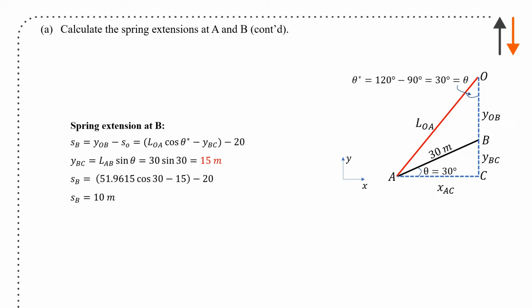Spring extension at B, it's just going to be the distance L_OA at that point, cos theta star, and Y_BC is just going to be L_AB sine theta. And so you can calculate all of this. And once you do that, you end up with an S_B of 10 meters. Okay, so you got all of the numbers, you got all of the relationships there, everything's good.